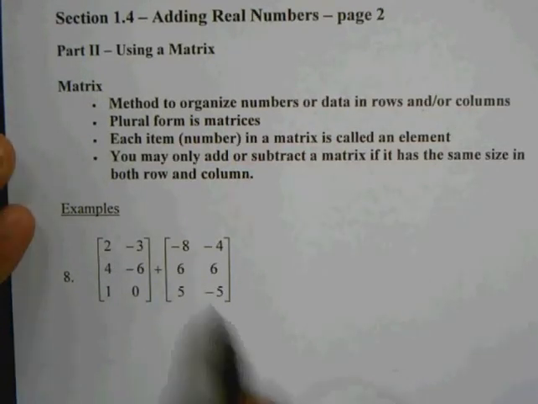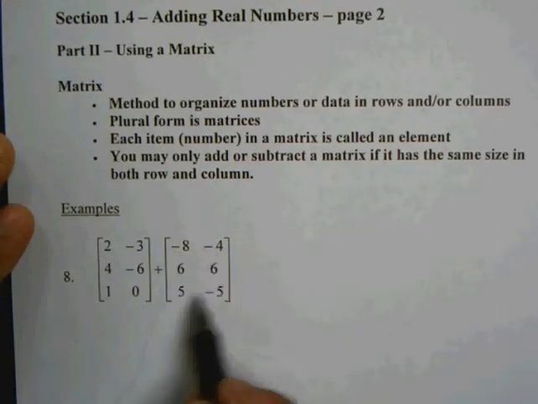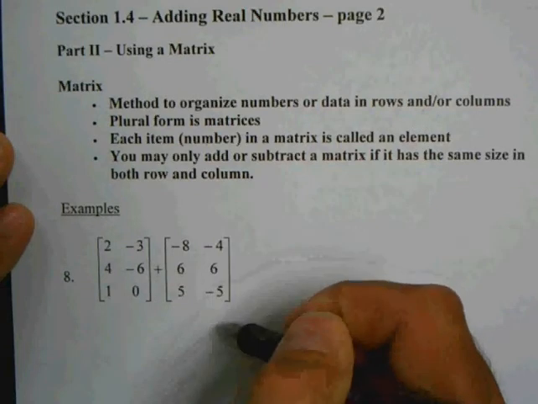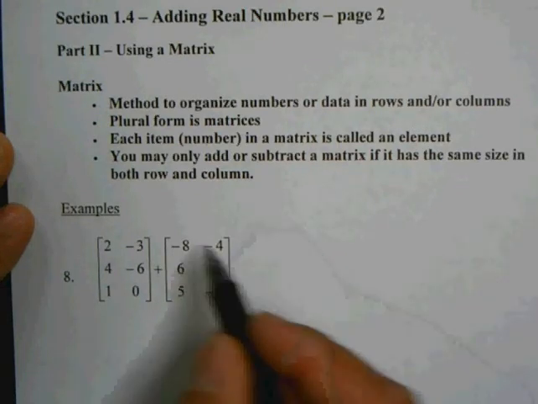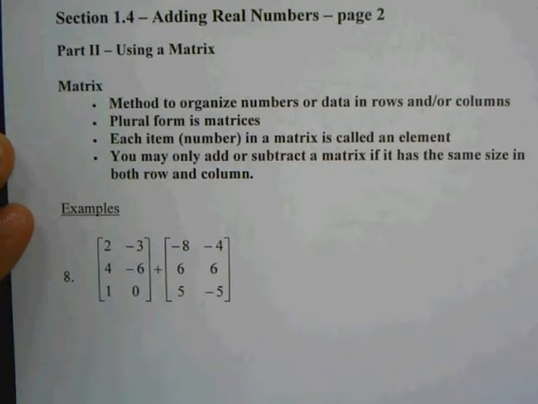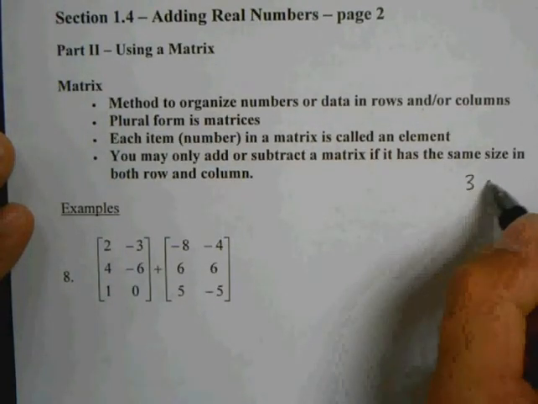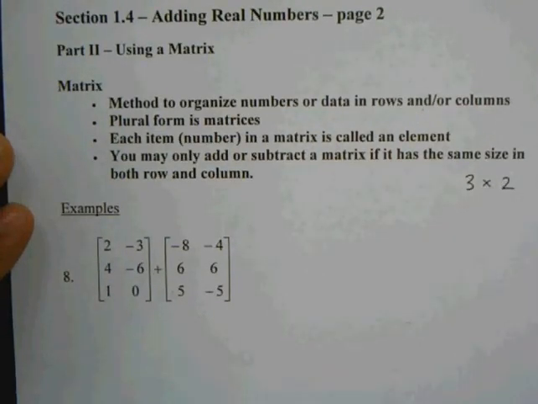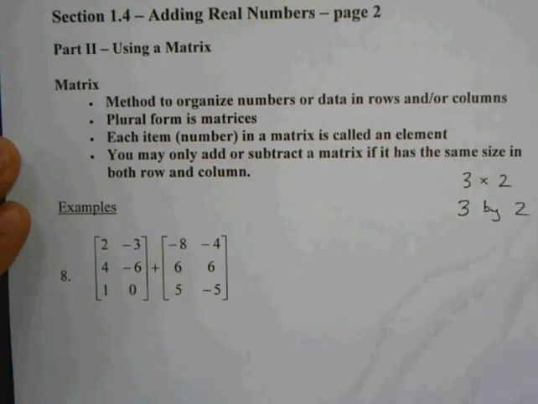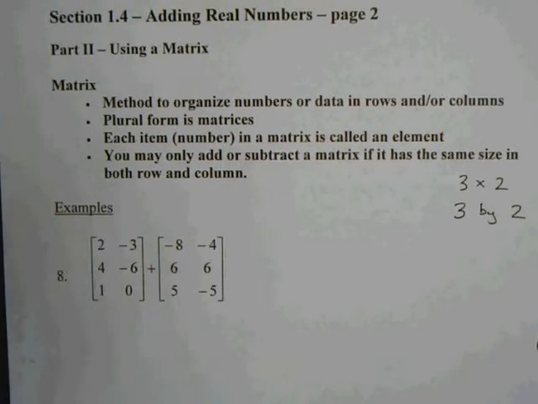So for example, in this matrix here, there are how many rows? Three rows. And how many columns? Two. So we would call this a 3 by 2 matrix. And you often say, oh, the size of it is 3 by 2. We don't say 3 times 2. We just think of it as 3 by 2, and it's written one of those two ways. So a matrix is called and named often by its size.